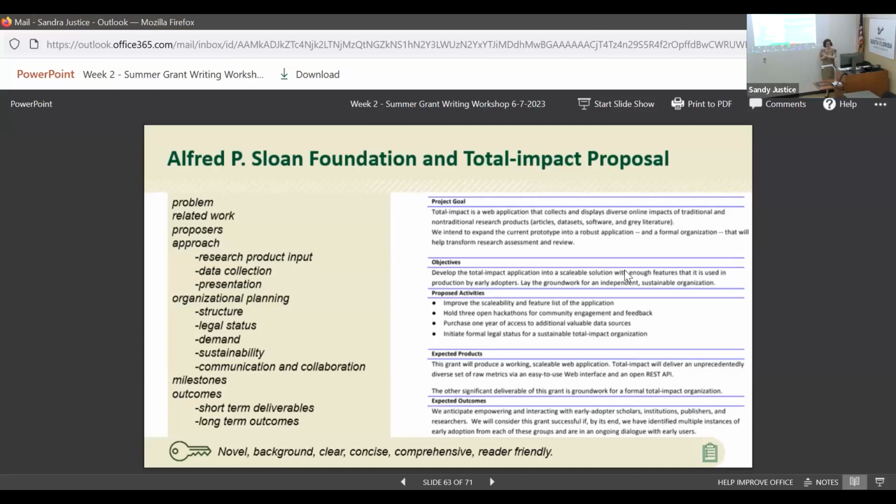So when they did the letter of intent, they said, here's the problem, here's some of the related work, right? And here's what our approach will be. And then when they do the full proposal, they're following the same outline, they're just expanding. Instead of just saying, here's what our approach will be, they'll say our approach is, and here's the input, here's the output, here's the presentation. So when you do a letter of intent, you're doing it with the end in mind and thinking, well, what will we want to have in the proposal? And you want to be consistent.